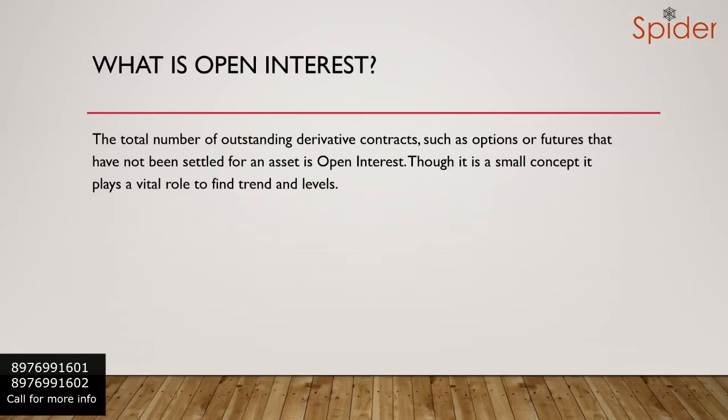So what is open interest? The total number of outstanding derivative contracts such as options or futures that have not been settled for an asset is open interest. Though it is a small concept, it plays a vital role to find the trends and levels. Basically, open interest can be defined as all the derivative contracts which are open in the market, which are not settled or which are not squared off. So that can be termed as open interest. I hope you understand the meaning of open interest.